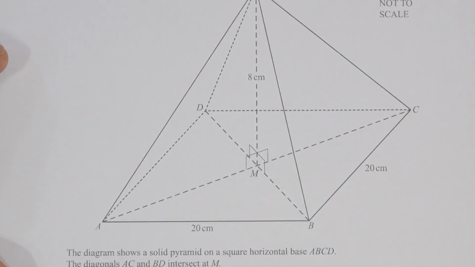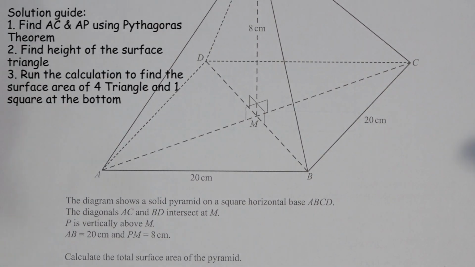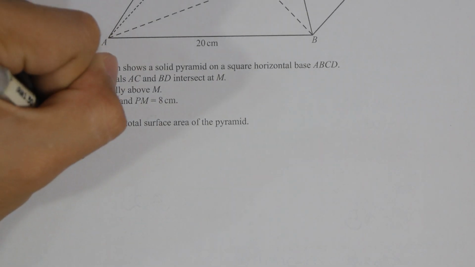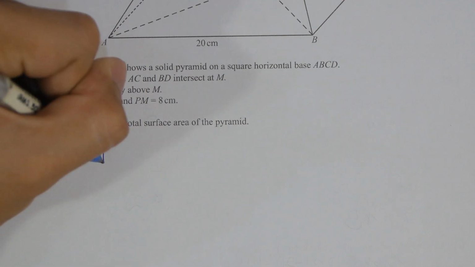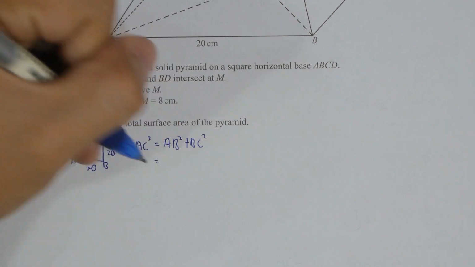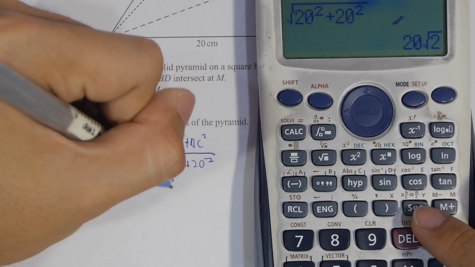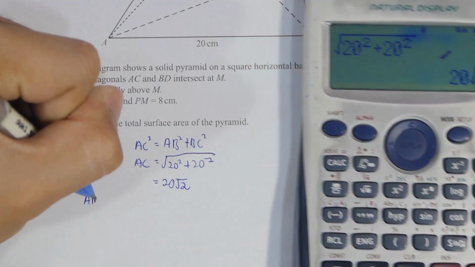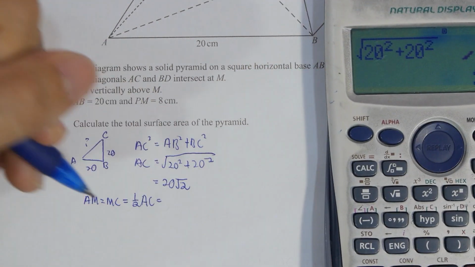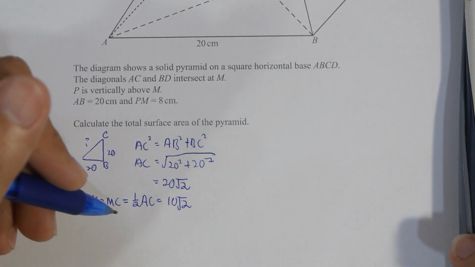Question 18. Okay, so this one is relatively tricky. The first thing that I did over here is to calculate AC's value. Okay, by using Pythagoras' theorem, I get AC's value as 20 square root 2. And for AM and MC's value, it will actually be half of AC, which is 10 square root 2.